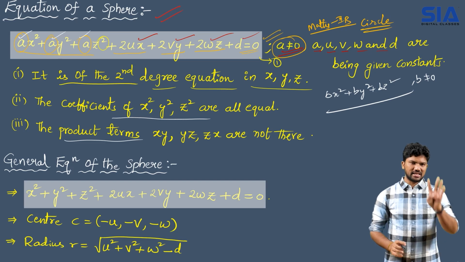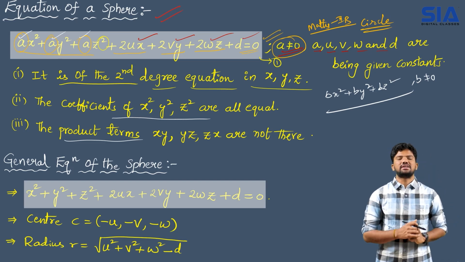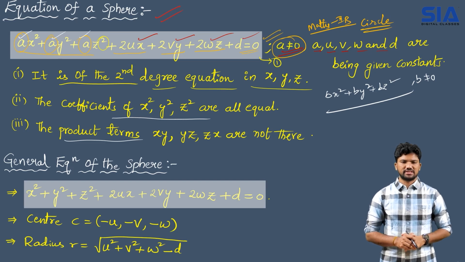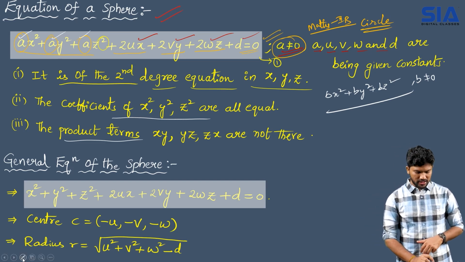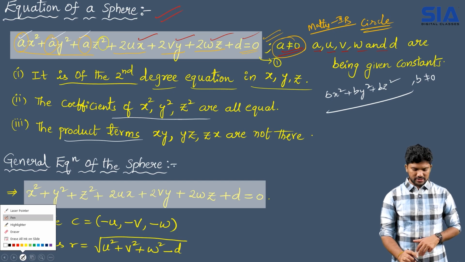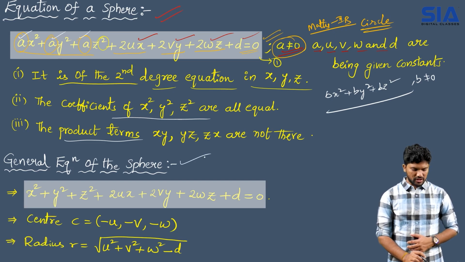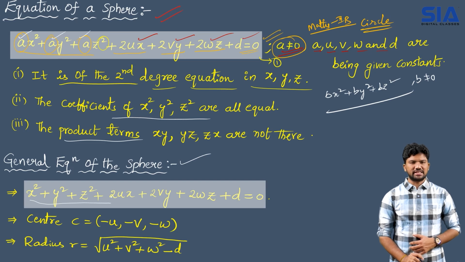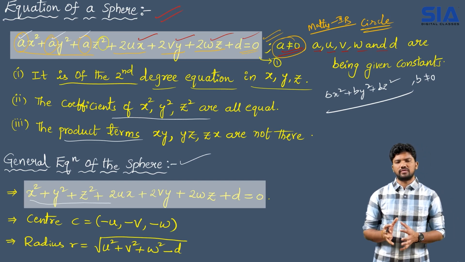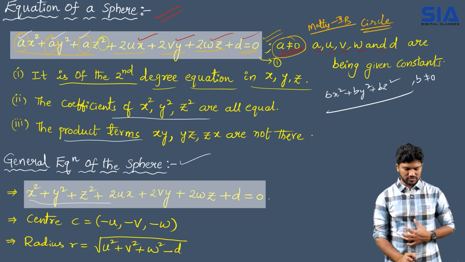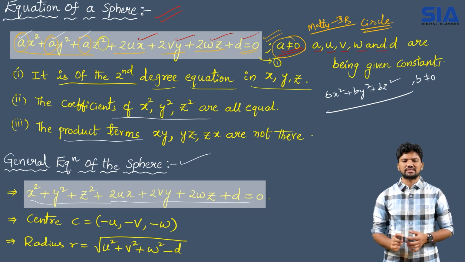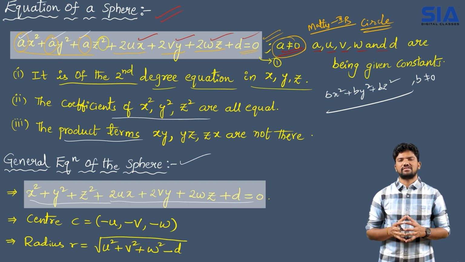Okay, so these are the three characters of the standard equation of the sphere. This is the total explanation regarding the equation of a sphere. Now we are going to learn the general equation of a sphere. So x square plus y square plus z square plus 2ux plus 2vy plus 2wz plus d is equal to 0. This total equation is called the general equation of the sphere.